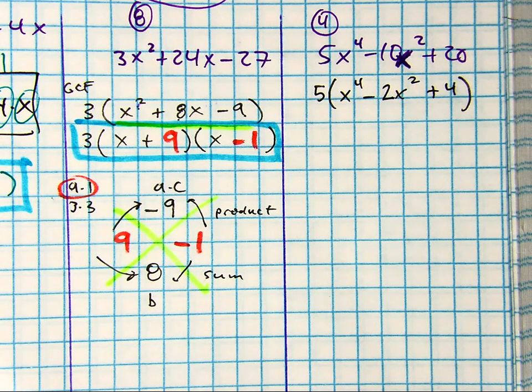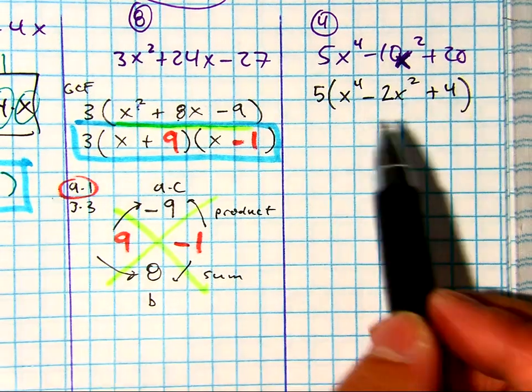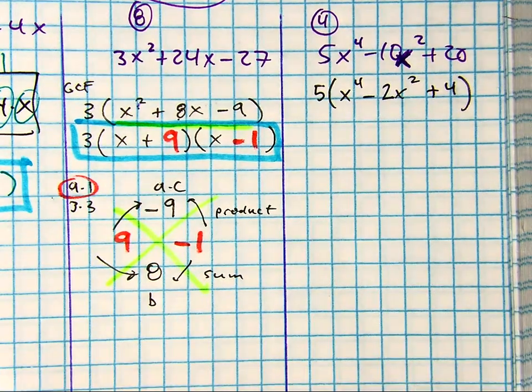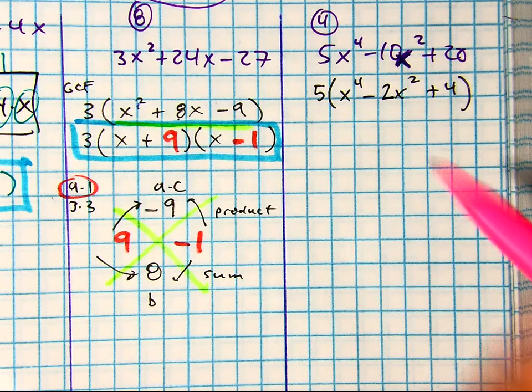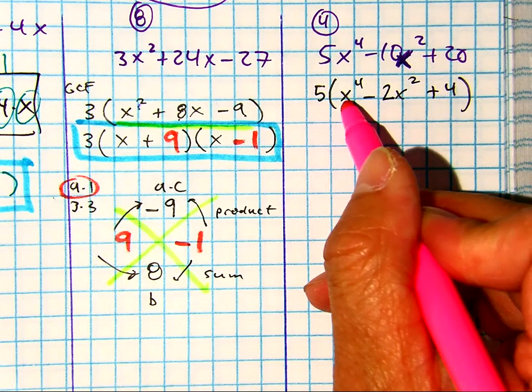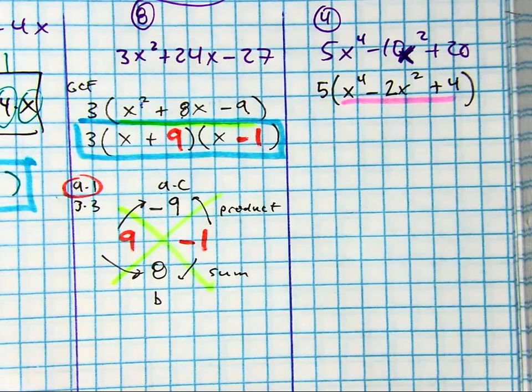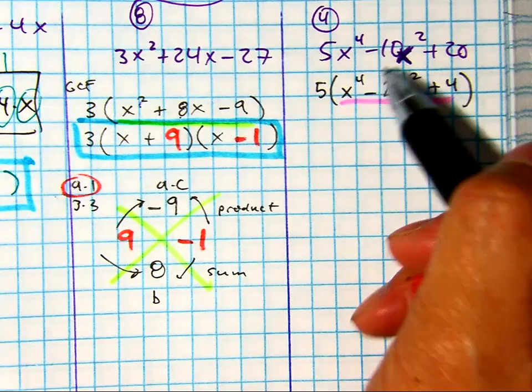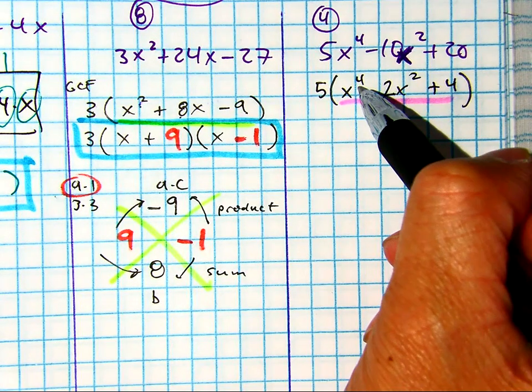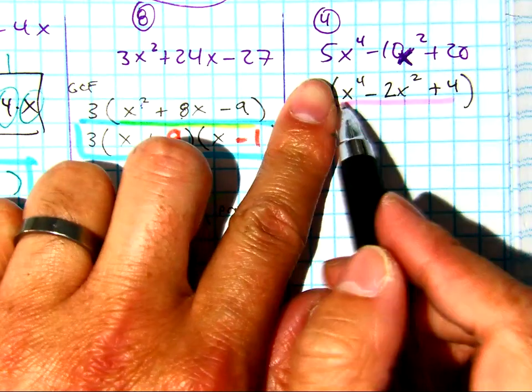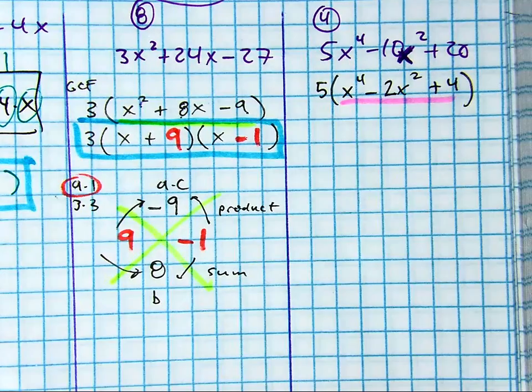Okay, now I have this here inside the parentheses. Let's see if we can factor this one again. Now this looks kind of different. This is not even a quadratic. Well, class, what's half of 4? 2. Okay, so I have a trinomial, so I'm going to try to use the X box method.